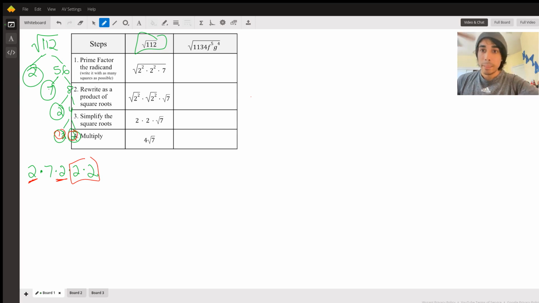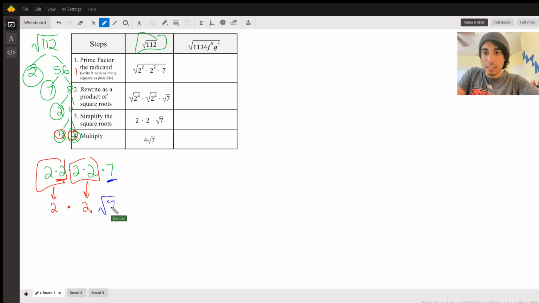Okay, so at this point, whatever has a pair, one will come outside, meaning one of the numbers. I had a pair of 2's and another pair of 2's. So I'm going to rewrite this so my pairs are all next to each other, just so it's a little bit easier to visualize. Okay, so for each pair, one 2 will come outside the square root. And again, this is another pair, one 2 comes outside. And whatever is left over, whatever did not have a pair, is going to stay inside.